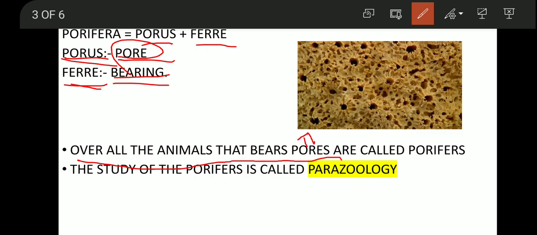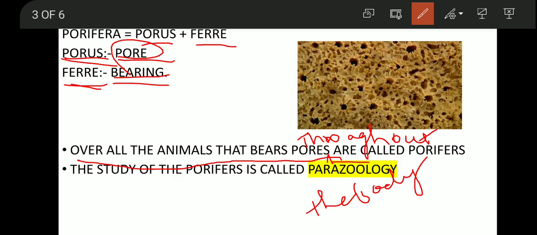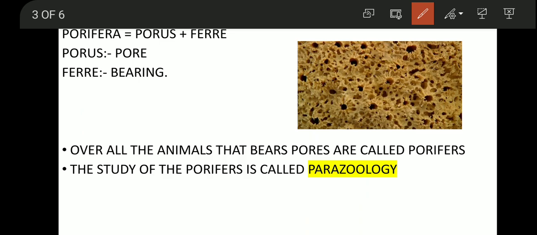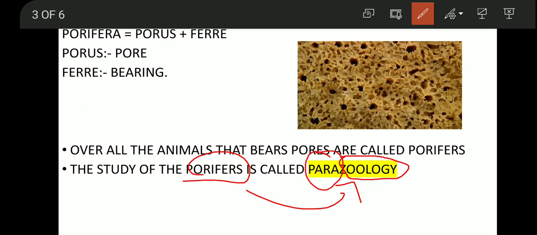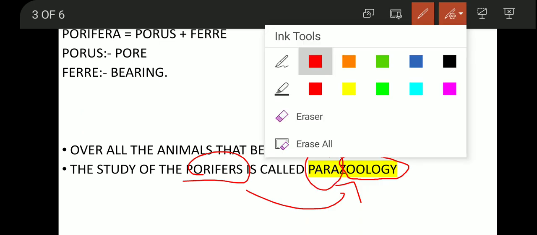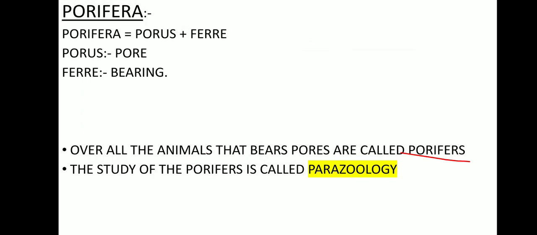Just include the point: throughout the body. The animal that bears pores throughout the body is called a porifer. The study of porifers is called parazoology. Just as zoology deals with organisms, you just have to mention para. Next, who coined the term Porifera? It was coined by Robert Grant.